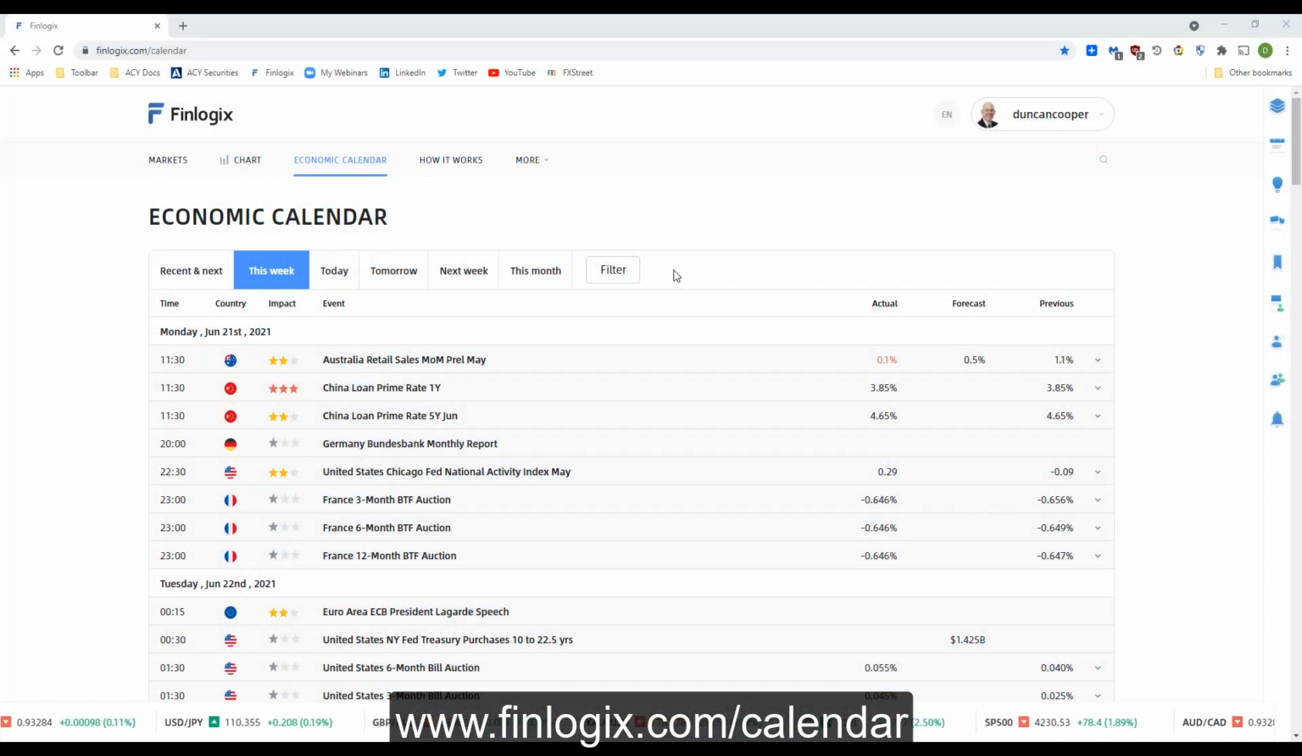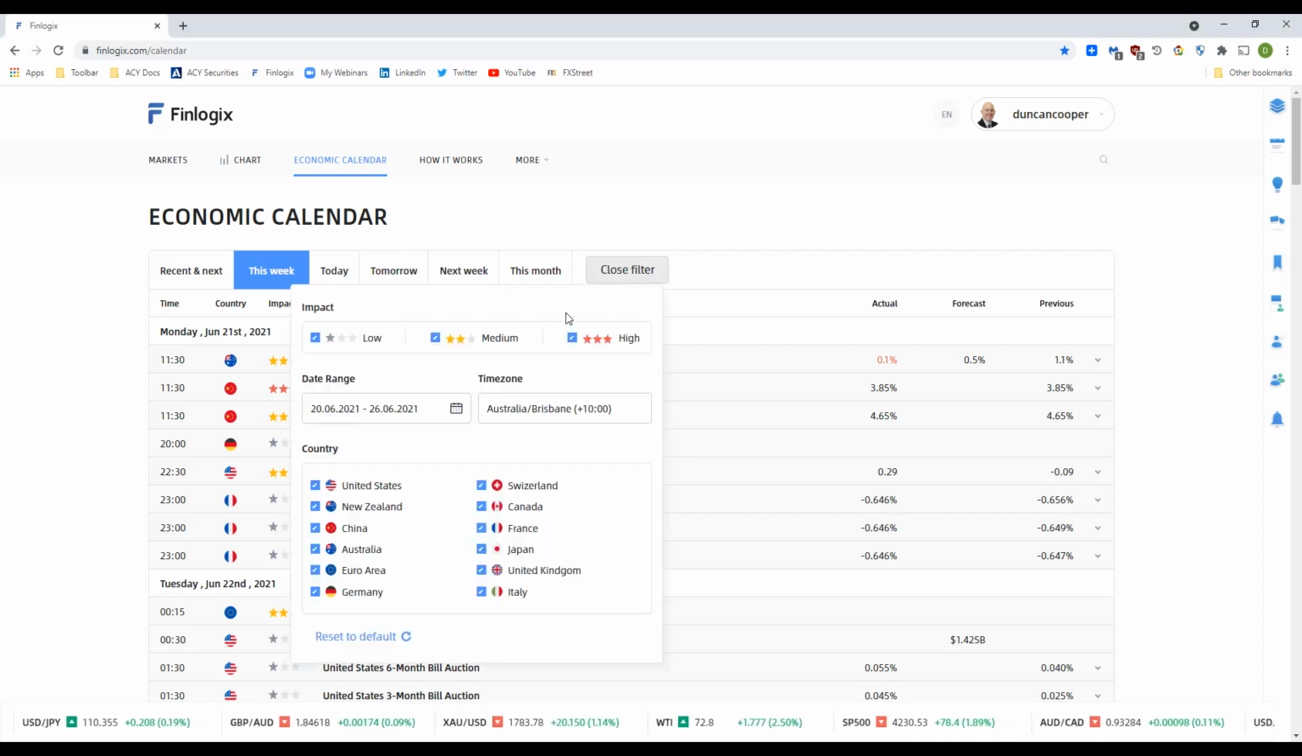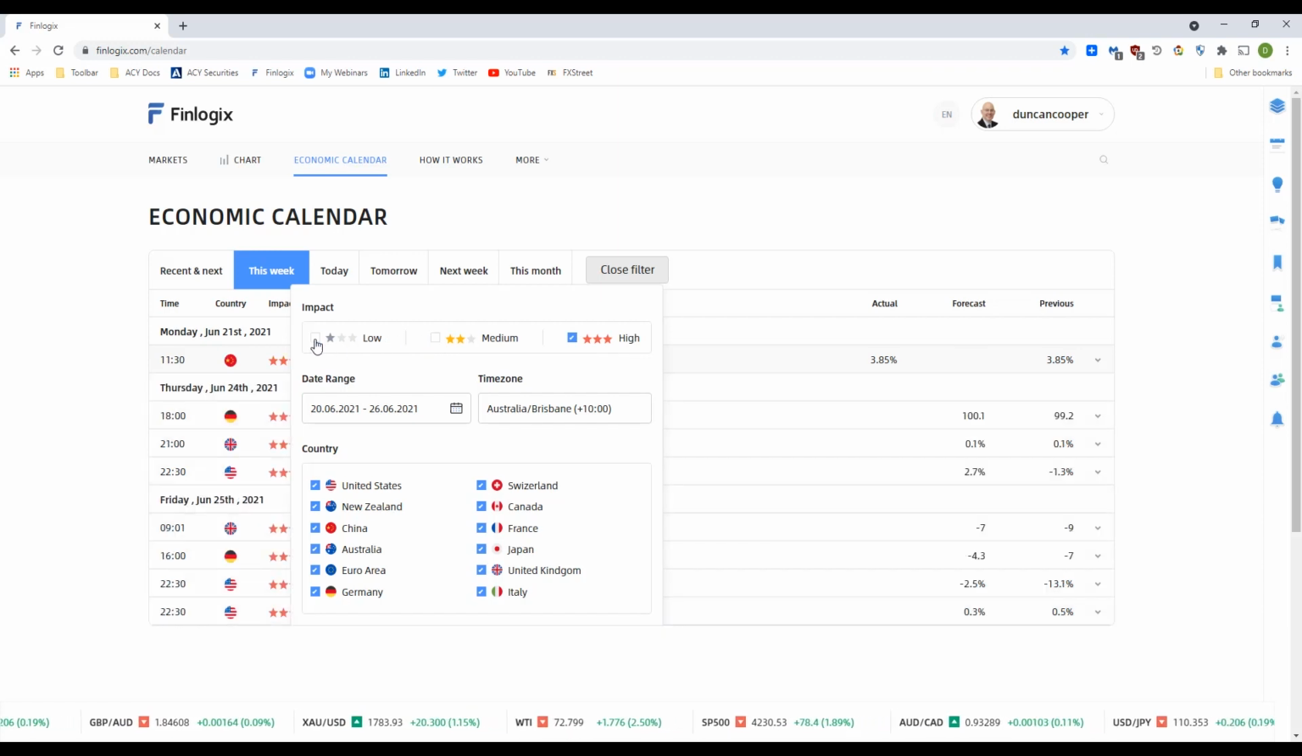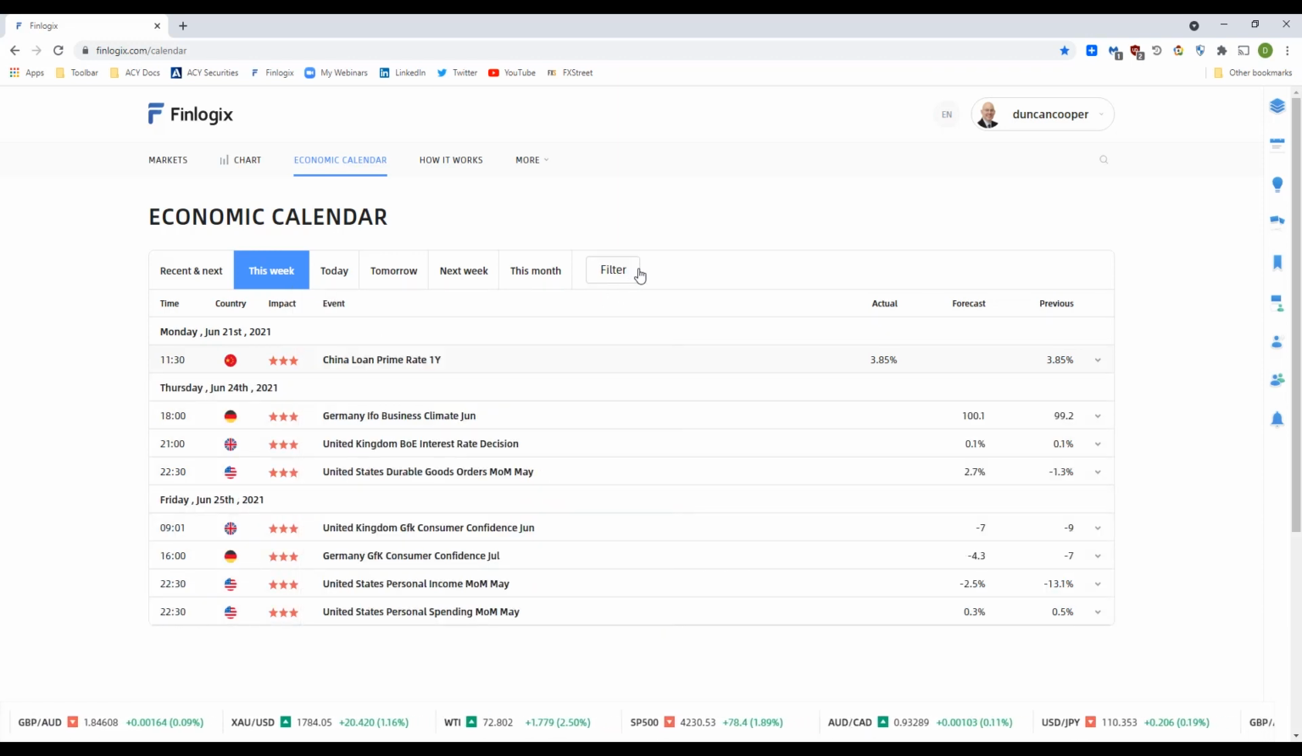Hi traders, first up I just want to review the economic calendar at FinLogic. I'm just going to apply the filter, to filter out the medium and low items and just have a look at the high items. Now I'm going to be reviewing the pound US dollar today for the week ahead, so I just want to look at the news items that can affect that pair.